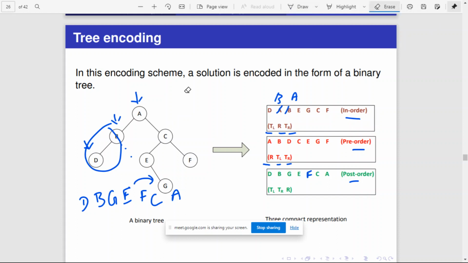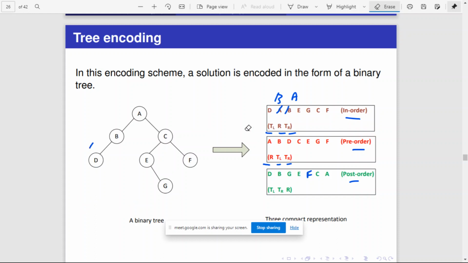So these are some of the ways of representing the binary tree. So we call it a compact way of representing the binary tree. Okay, so this is called a compact way of representing the binary tree.